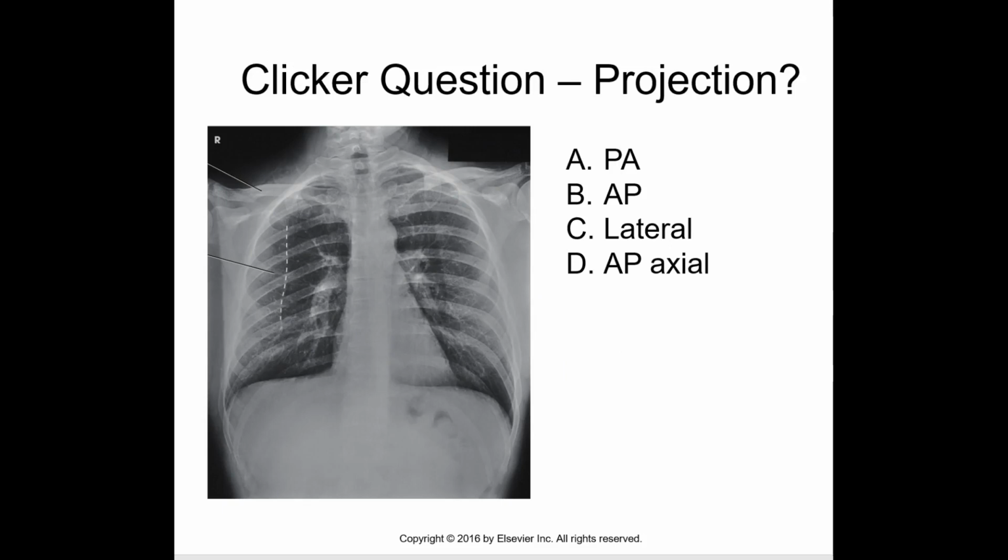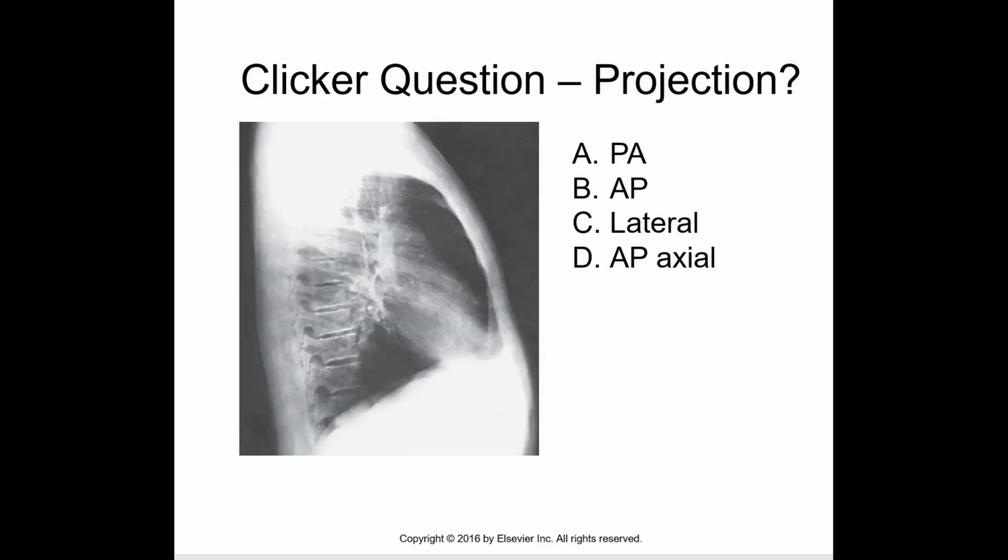So clicker question, which projection is this? And this would be an AP. See the right marker here? Slide 92. This one's pretty straightforward. Answer C, lateral.